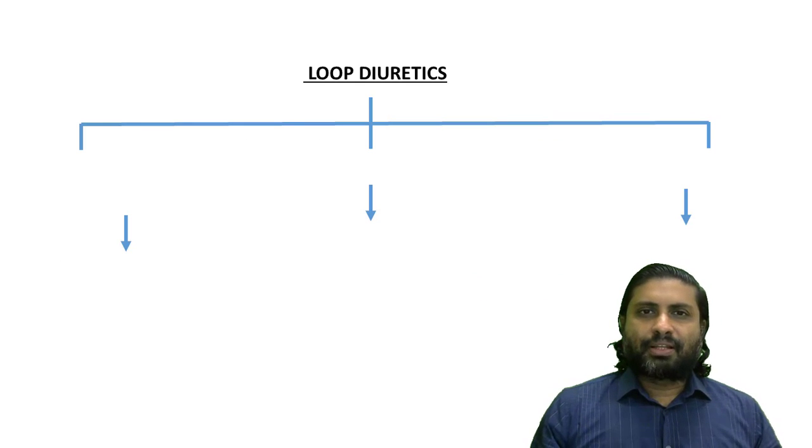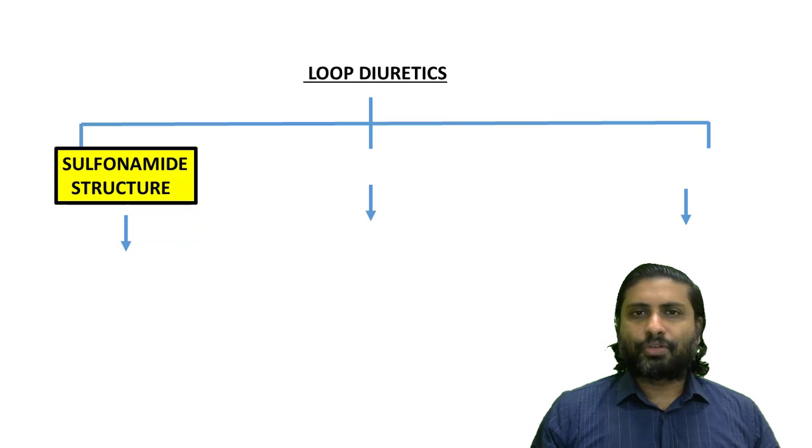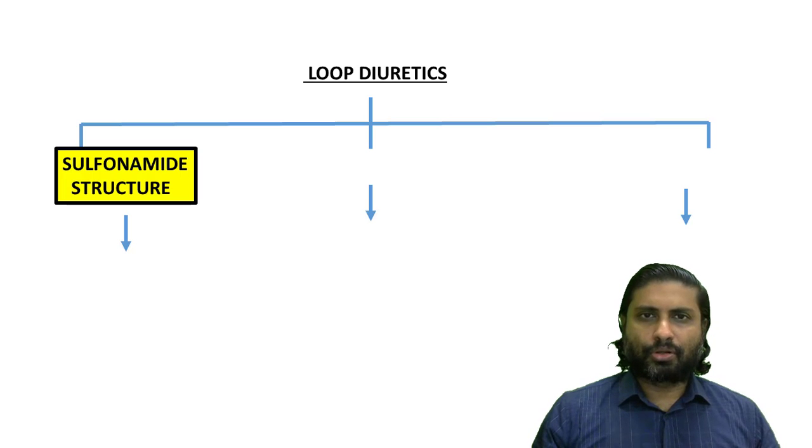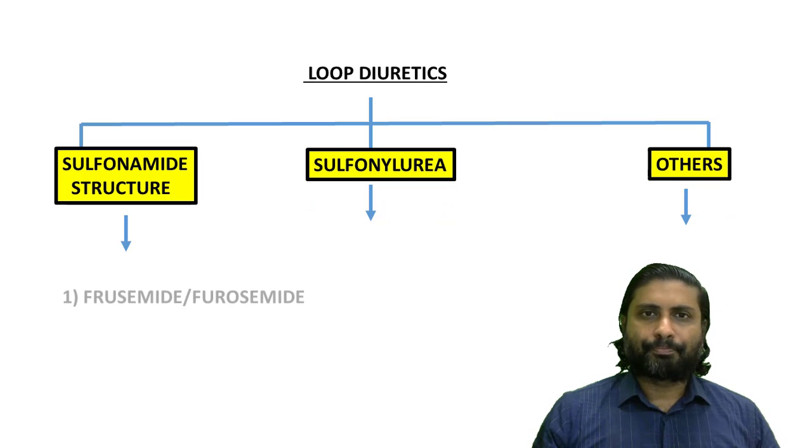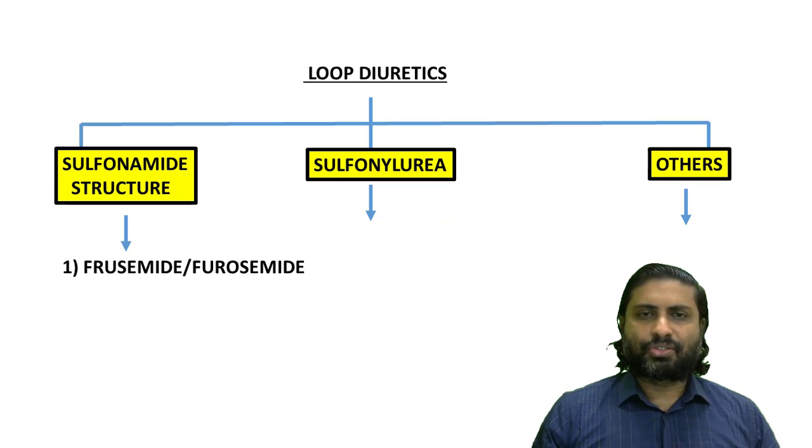Loop diuretics can be classified into 3 depending on their chemical structure. Some loop diuretics have got a sulfonamide structure, and these include the prototypical loop diuretic, namely furosemide, also called frusemide. The other example for this loop diuretic would be bumetanide. Now, sulfonylurea loop diuretics include torsemide, and there are other loop diuretics, an important example of which is ethacrynic acid.